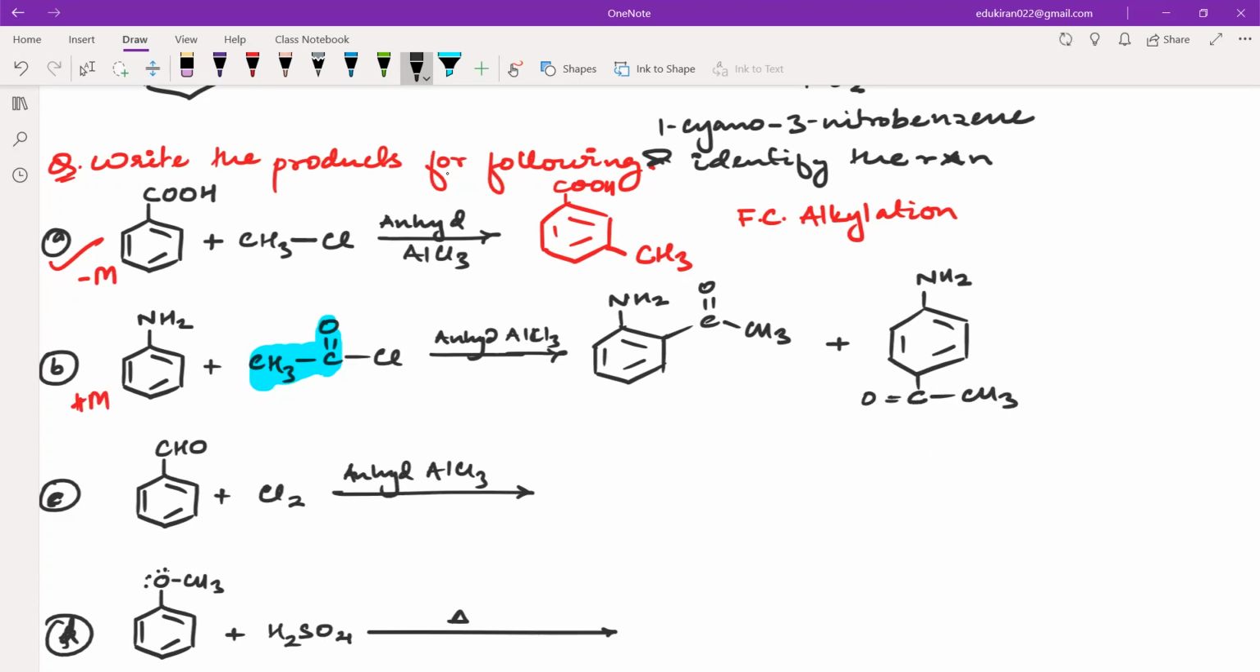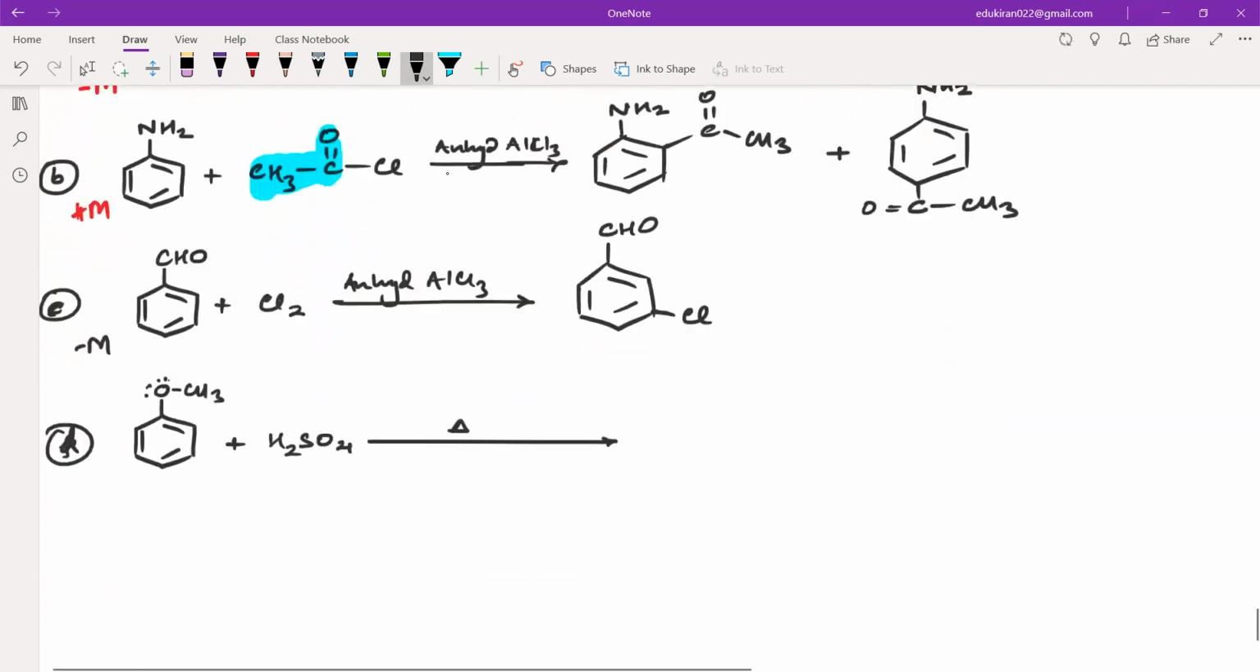What is this one? C1 plus M or minus M? Minus M. Now tell me what is the reaction? Halogenation. Okay, so how many products? If minus M, then how many products, one product or two products? One. That is on the meta position, a Cl group.